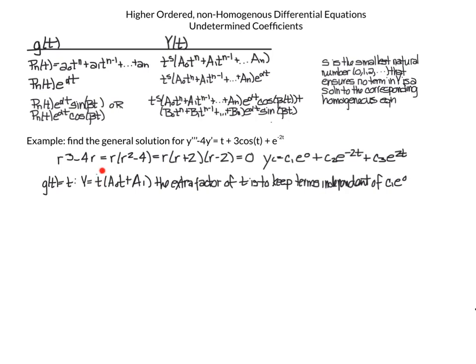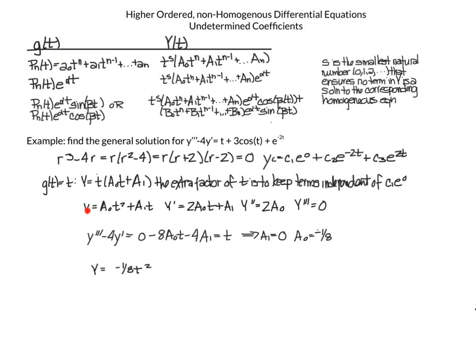So what we need to do is multiply by a factor of t. So now we have a naught t squared and a1t. So now we are totally linearly independent of the terms of our homogeneous equation. So again, the extra factor of t here is to keep the terms independent of this constant. So again, here I have this multiplied out. Y is equal to a naught t squared plus a1t.